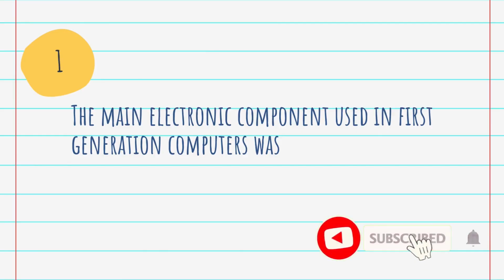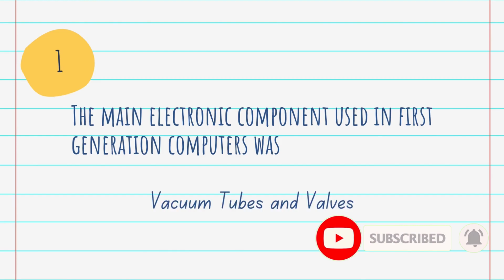So our first question is, the main electronic component used in first generation computer was? Answer is vacuum tubes and valves. As we have known, the period of first generation was 1946 to 1959. In this generation of computers, vacuum tubes were used as a main component. Basically, a vacuum tube is a device generally used to amplify a signal by controlling the movement of electrons in an evacuated space. That's why the main electronic component used in first generation computer was vacuum tubes and valves.